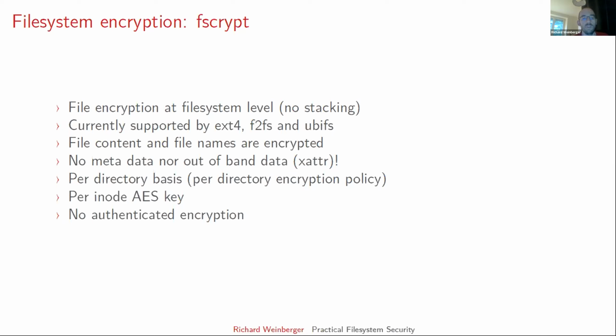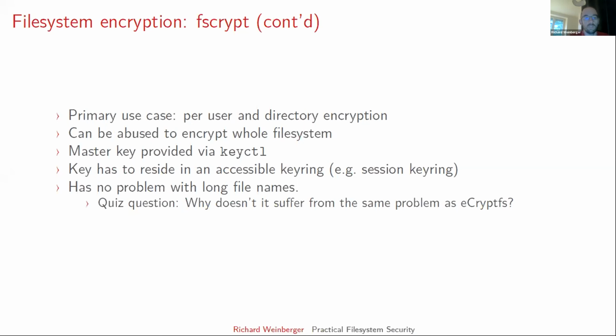It has per policy a master key, and for each inode, that means for each file, it's deriving from this master key a new AES key. But again, it has no authentication, it's just encryption. So the primary use case was Android. Google developed it for Android to have the user's home directory encrypted. But as I said, you can also use it to encrypt the whole file system, and that's why we have support for it in UBIFS, because UBIFS cannot use dm-crypt, and always using Ecryptfs on UBI is also not so nice because of the overhead.